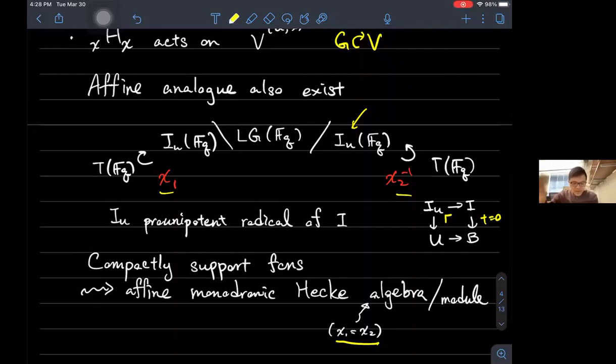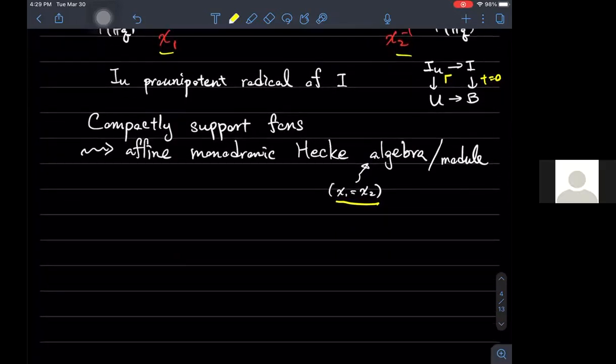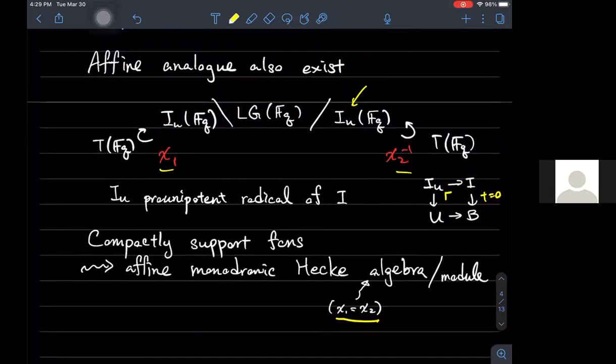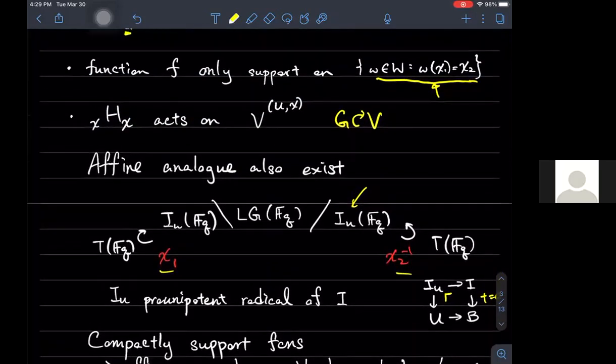So basically, I define a monodromic affine Hecke algebra, and the algebraic structures are given by convolutions. So what do you mean by V^{U,χ} that you wrote above? The monodromic affine Hecke algebra acts on, yeah, that.